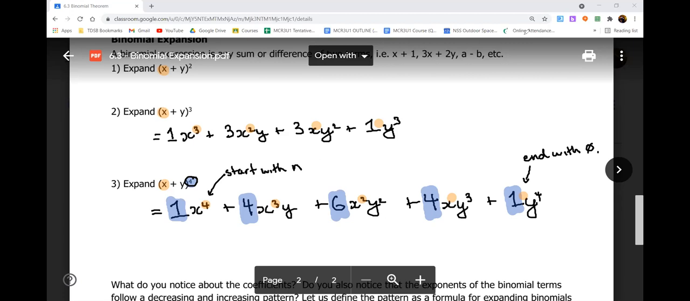Next, I'll use green. Look at these numbers. Y. Y, there's nothing there. So it's basically to the power of 0, and then 1, and then 2, and then 3, and then 4. What's happening to the exponents for y? It's increasing. So for the y exponent, we start at 0 and we end with whatever the exponent is.